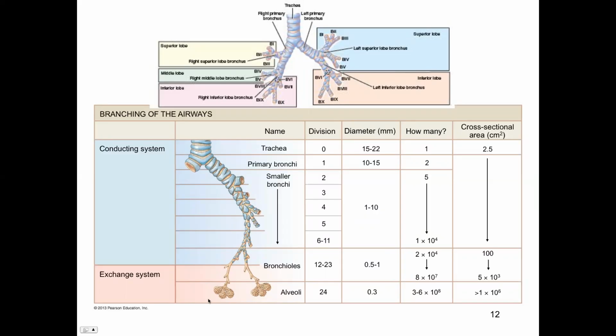So by the time we get to the actual organ of exchange, which is the alveoli, which I'll talk about in a sec, we have a huge surface area. We have more than 1 million square centimeters, all right? And I said in class that I read somewhere that that's bigger than the area of a football field. I really don't know, because I don't know how big a football field is.